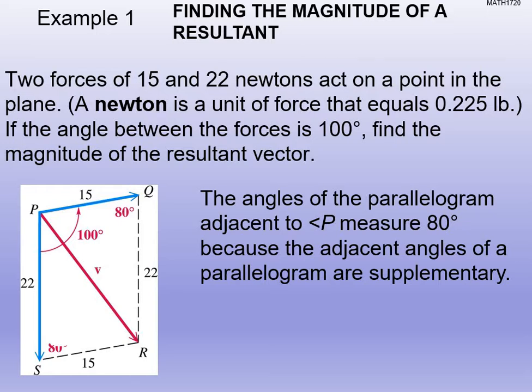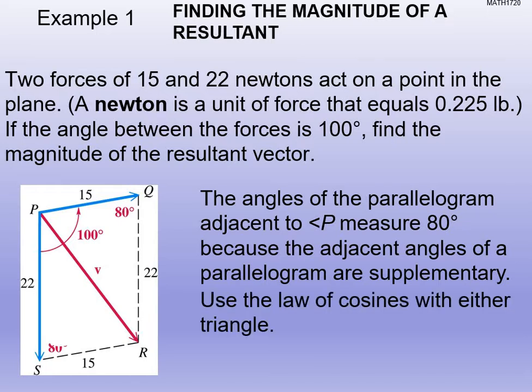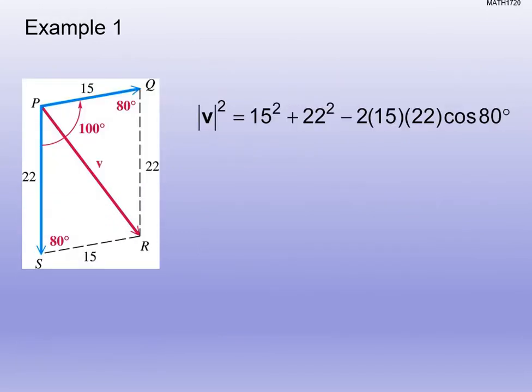If you don't know that those two adjacent angles are supplementary, you're not going to figure out that the other angle is 80 degrees. So it's very, very important. That 80 degrees helps us out a lot. All right, so let's continue on with solving this one.